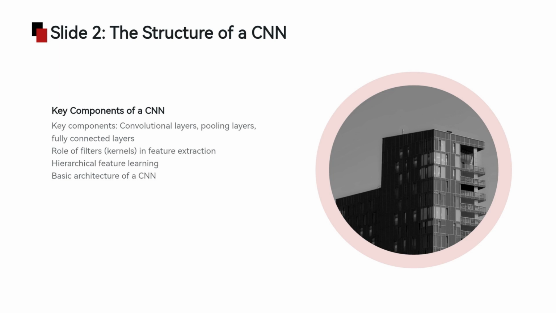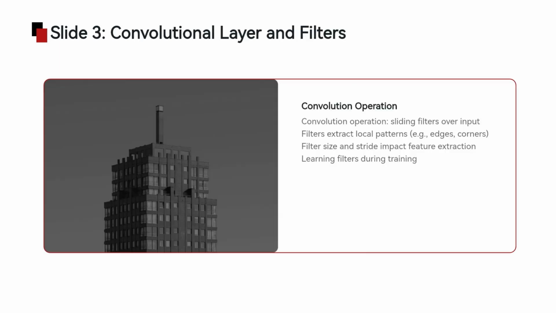Finally, fully connected layers are similar to traditional neural networks and are used to make the final classification or prediction. These layers receive the high-level features extracted by the convolutional and pooling layers and perform the final decision-making. By learning a hierarchy of features, starting from low-level patterns to high-level object representations, CNNs are able to efficiently recognize complex visual patterns. The convolutional layer is the core component of a CNN.